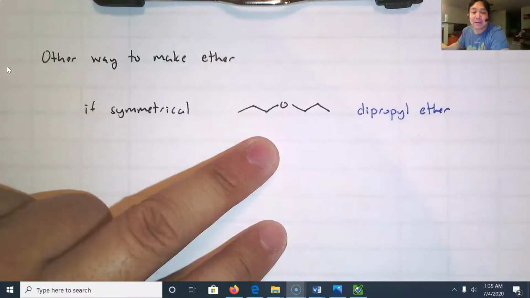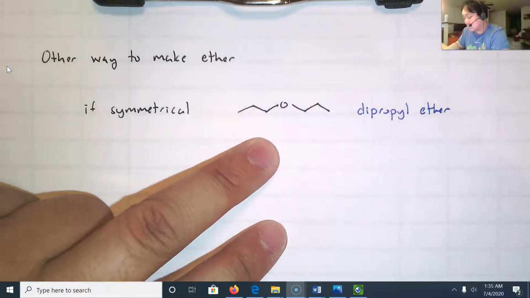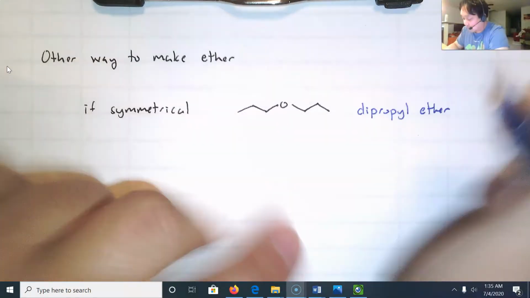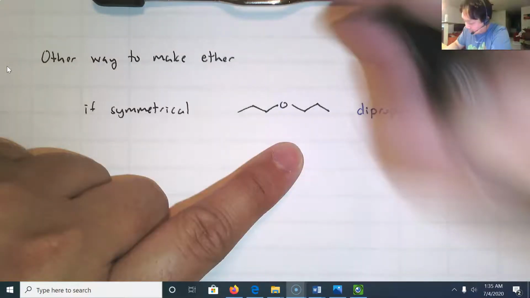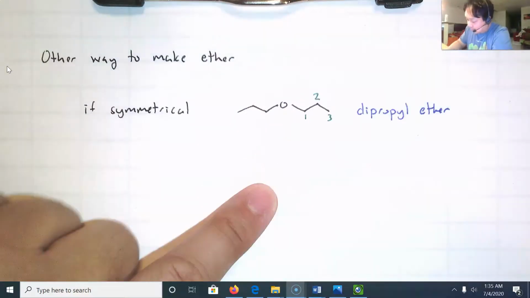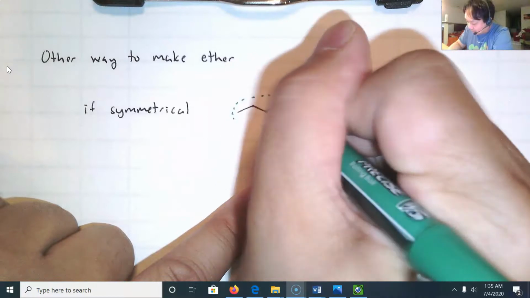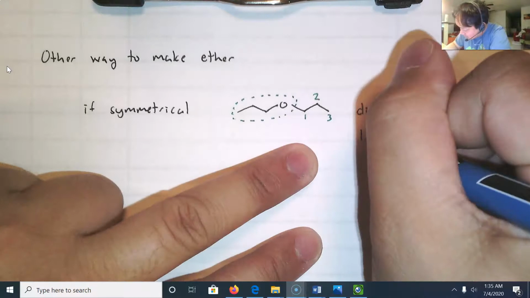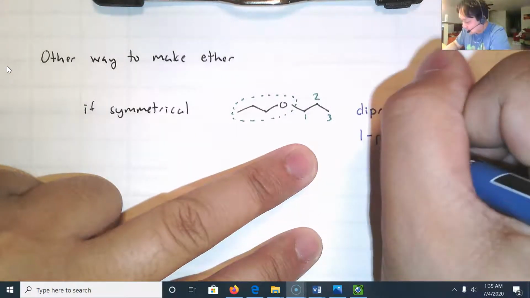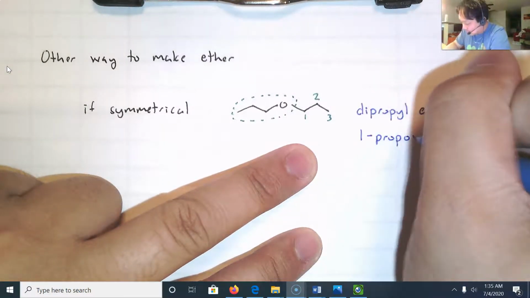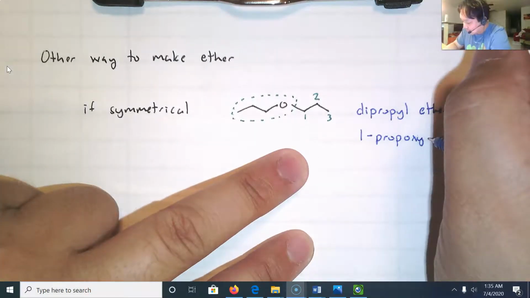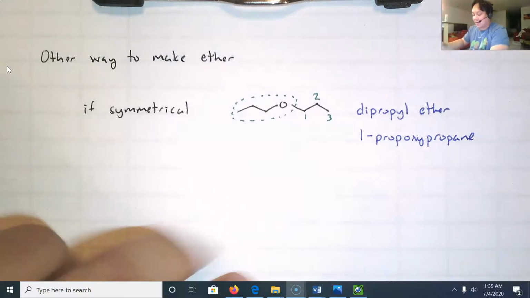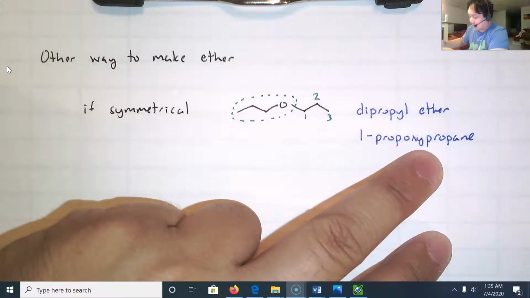Do you know how to name this by IUPAC? This would be what? This would be propoxy. Oh, sorry, 1-propoxy. 1, 2, 3. And we'll make the left side the substituent. 1-propoxypropane, no space. Okay. Common name and IUPAC.